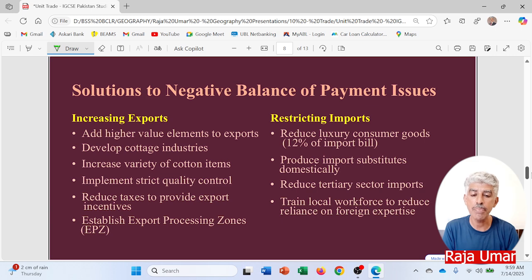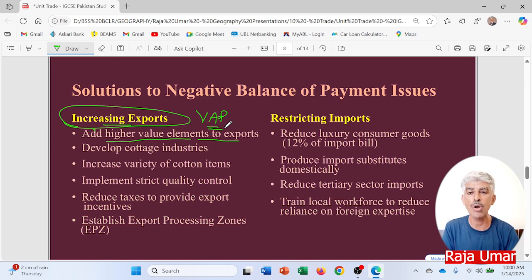Solutions to the negative balance of payments issue. So increasing exports. What we need to do? We are supposed to increase our exports, add higher value elements to export. I mean, we are supposed to be exporting value added products. We should not be exporting the raw products. We should be having the industry to process, and then after processing, adding the value to those products, and then to sell them at higher values, so that we will be able to earn more foreign exchange.